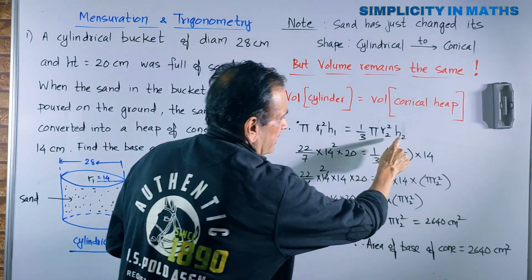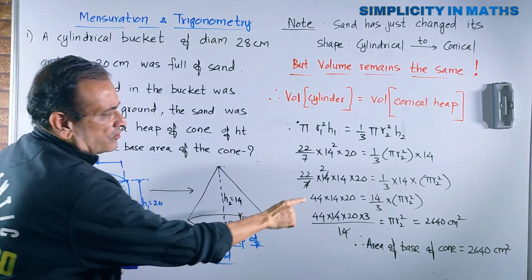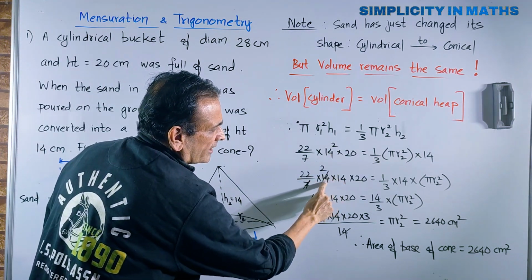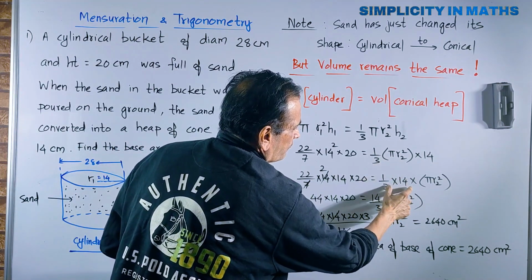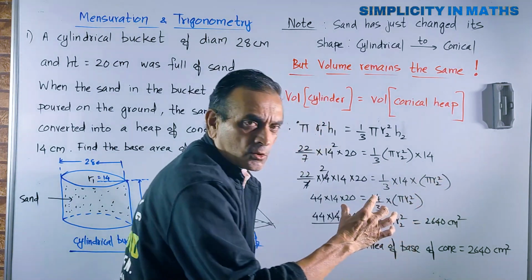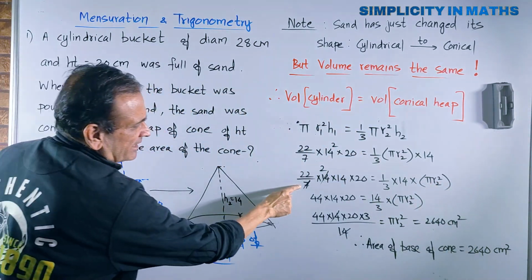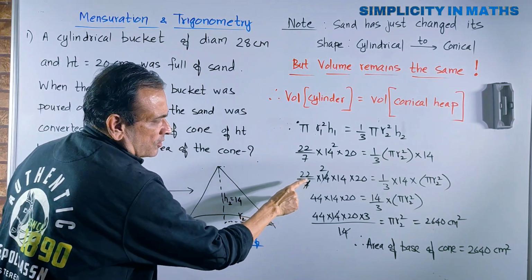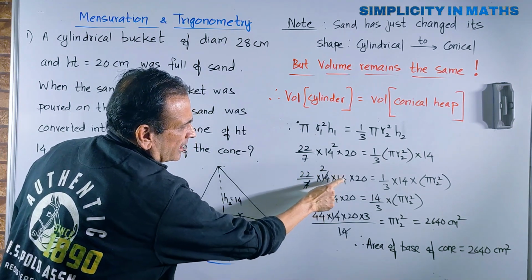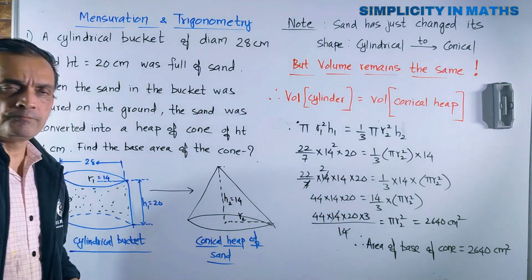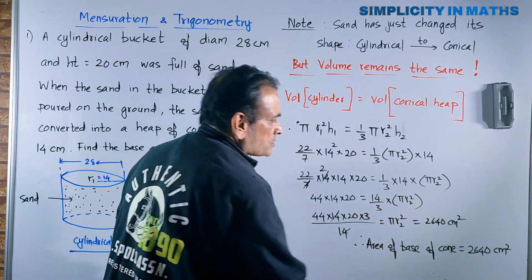Let's see. H2 is 14. Right? So 14 squared I have written 14 into 14. Since I am just simplifying. And 1/3 into 14, pi r2 squared थोड़ा अलग लिखा है, separate out. 7 2s are 14, so you get क्या हो गया इधर 22 into 2 44 into 14 into 20. Right hand side को 14 into 1 14/3 into pi r2 squared.